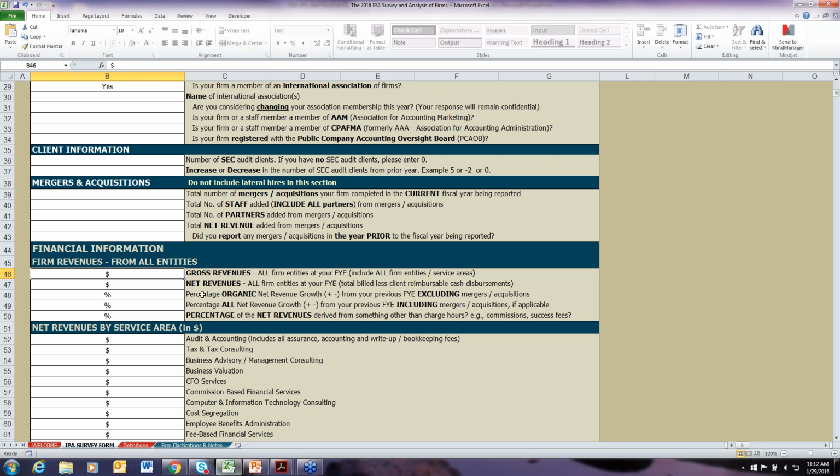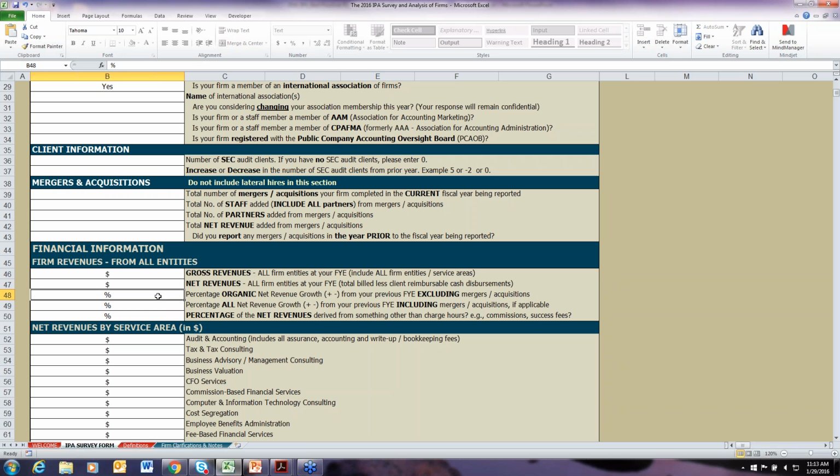The actual dollar amount of gross revenues should represent all revenues that your time and billing system says you should have charged at standard rates. Report accrual basis revenues before any bad debt write-offs. Row 47 focuses on net revenue, which is the actual amount billed net of actual client reimbursables from all entities that were included in the firm's gross revenue number above. Write-ups and write-downs should be included in this number, but bad debts should not be.